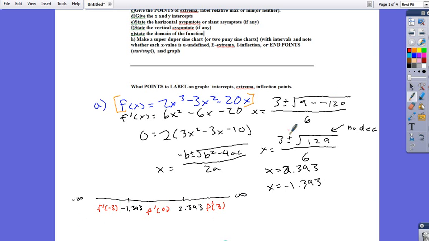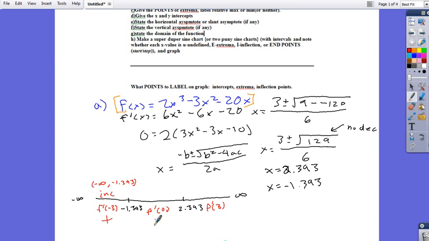So when I plug it into the derivative, let's just do it in our head right here. Negative 3 squared is 9, times 3 is 27, times this is positive 9, so positive 9 and 27 make 36, minus 10. 36 minus 10 is positive. So this is definitely a positive value, which means our function is increasing on the interval negative infinity to negative 1.393.